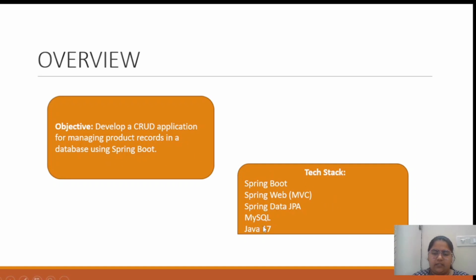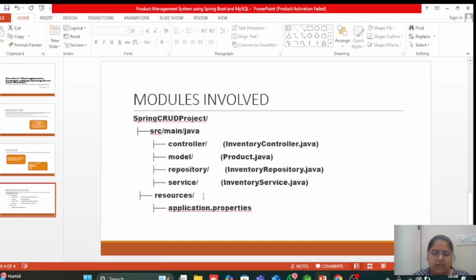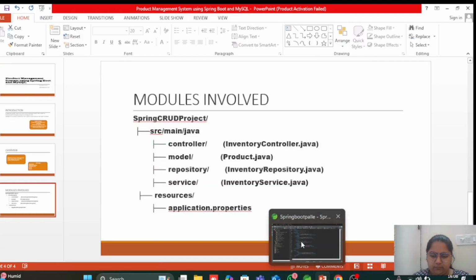Now let's see what are the modules involved. This is my Spring CRUD project, where in main Java I have a controller class, model class, repository class and service class. And in resources I have application.properties. Here we mention the database, the Hibernate settings and everything. So let's see the project now.